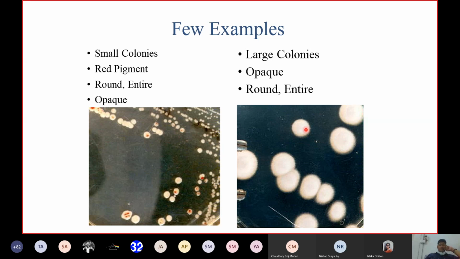Similarly, here you can see very big colonies, but it is better when you are seeing the actual colonies in a culture plate. At that time you have to note the diameter, approximately 3 to 5 millimeters, or whatever it is. Opaque, whether light is transferring or not. Round and entire, that we can see over here.